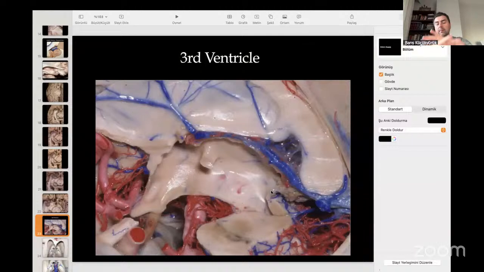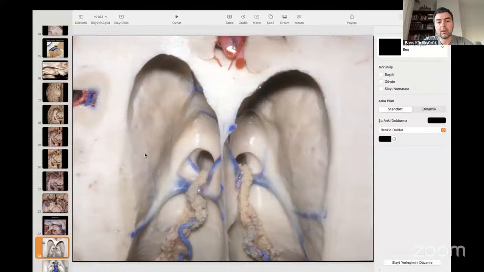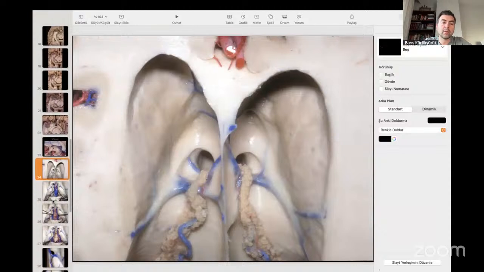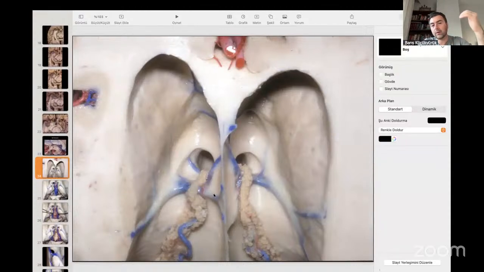So these are the margins of the third ventricle, but let's see it in surgical anatomy. When we want to go to the third ventricle from above, from an interhemispheric approach, first we go to the lateral ventricle. Let's see this again. We need first to see and understand where the thalamostriate vein is. The thalamostriate vein is always lateral and posterior to the foramen of Monro.